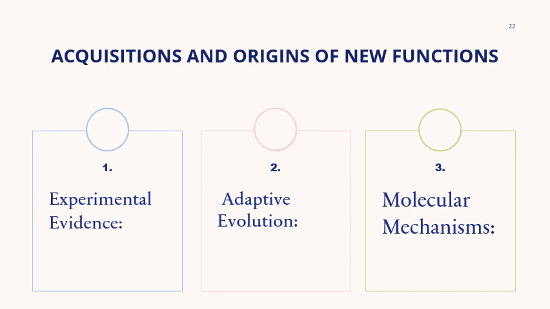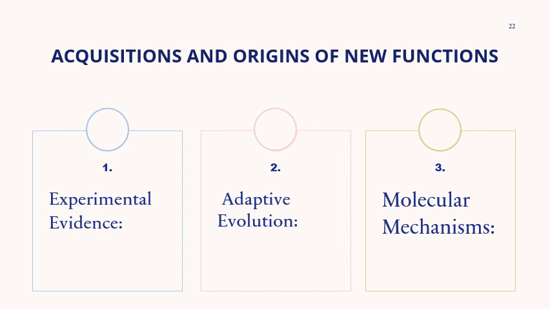Lastly, we'll talk about molecular mechanisms. The acquisition of new functions at the molecular level often involves changes in gene regulation, protein structure, or the interaction between genes and proteins. Understanding these molecular mechanisms is essential for elucidating how new functions emerge.